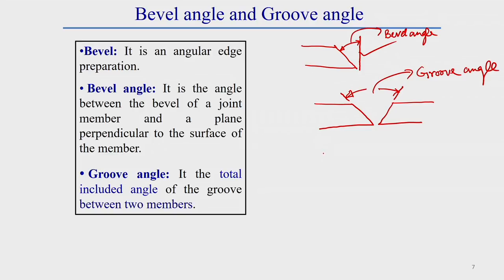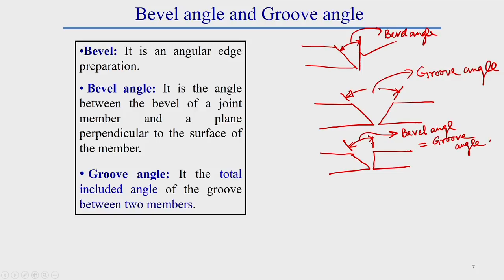Now, in case of a butt joint which has a bevel edge preparation and a square edge preparation, in this case, one thing you can easily see here is that bevel angle and groove angle are the same. So, if one piece of the plate is subjected to bevel edge preparation and another piece has a square edge preparation, then in that case bevel angle and groove angle are the same.